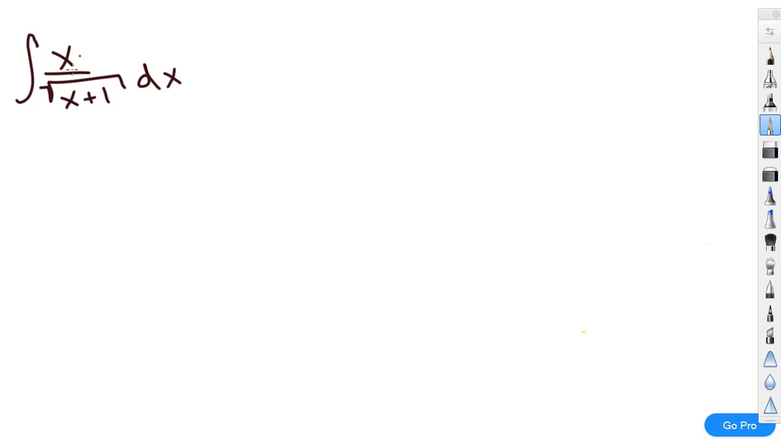I also see that there is an x up here, and I know that the derivative of this isn't going to equal x. But let's see what I can do. Let's just play with it. So let's take this, and let's say that u equals x plus 1. So u equals x plus 1. And then the derivative, du, well, that's just going to equal dx.